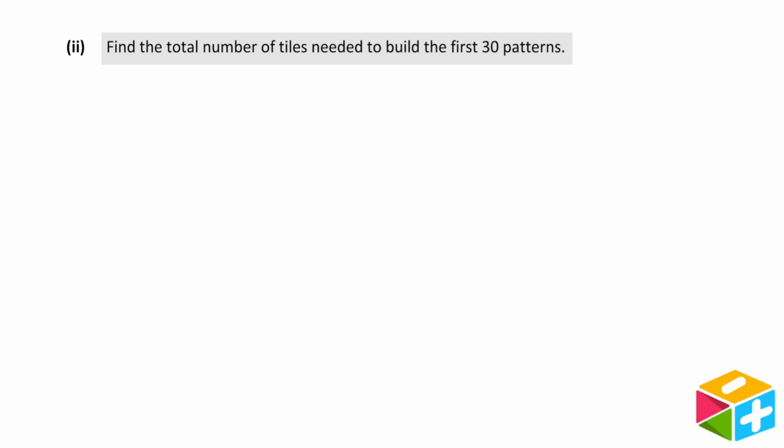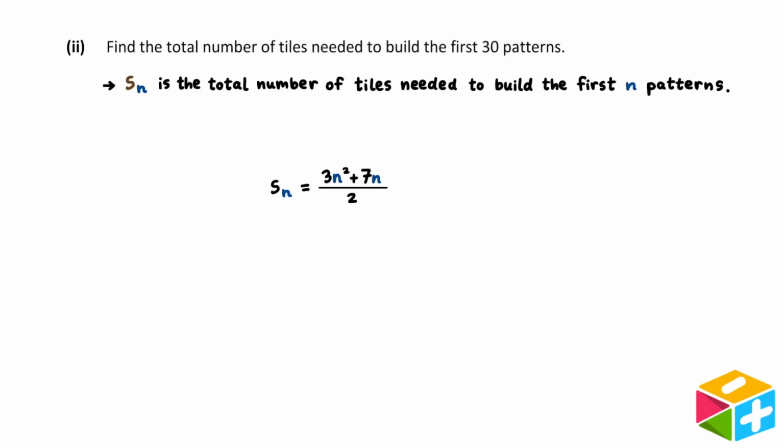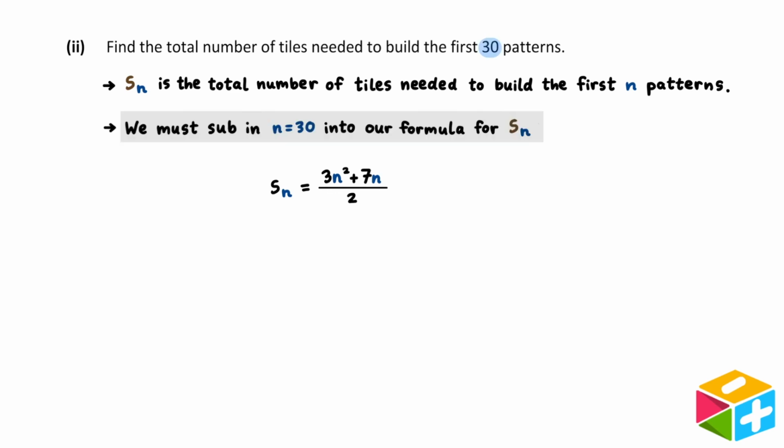In the next part of the question, we must find the total number of tiles needed to build the first 30 patterns. In the previous part of the question, we found that Sn is equal to 3n squared plus 7n all over 2. And here, Sn represents the total number of tiles needed to build the first n patterns. We want to find the total number of tiles needed to build the first 30 patterns, so we need to sub in n equals 30 into our formula for Sn.